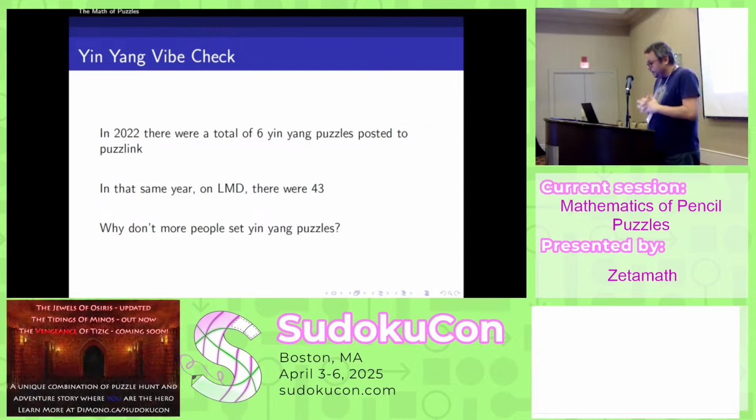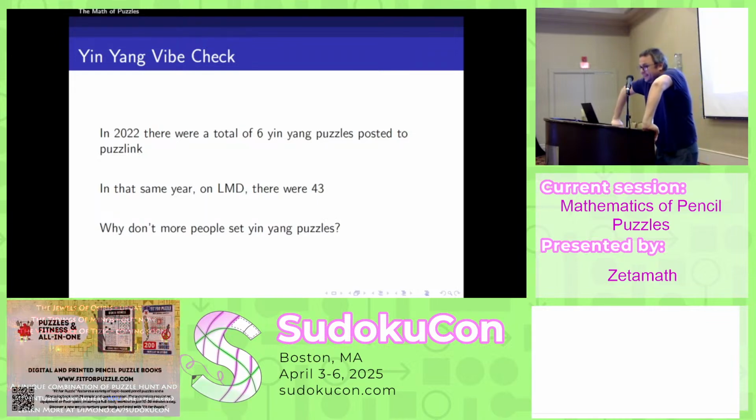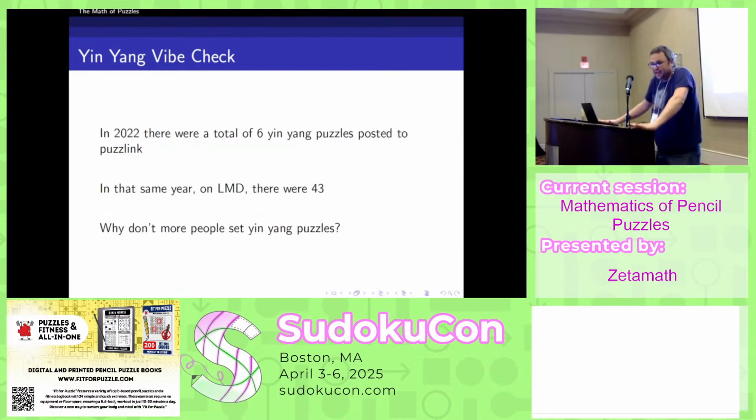However, on Puzzlink, there were a total of 6 posted. Now, I tried for comparison to count any other genre, but I got bored before I got to the end of clicking all the pages of, like, Heyawake, and I was like, I bet there can't be that many philomenoes. No one likes doing vanilla philomenoes, right? But there were still hundreds, if not thousands, of vanilla philomenoes posted in 2022. Now, in the same year, there were 43 yin-yangs posted on LMD, most of which are Sudoku hybrids.